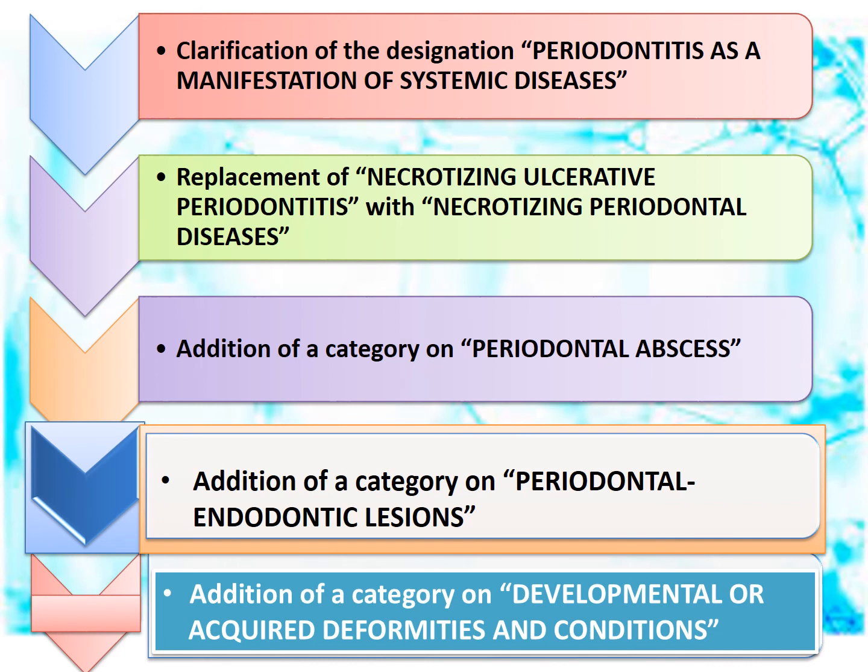Clarification of the designation periodontitis as a manifestation of systemic diseases. Replacement of necrotizing ulcerative periodontitis with necrotizing periodontal diseases. Addition of a category on periodontal abscess. Addition of a category on periodontal endodontic lesions. Addition of a category on developmental or acquired deformities and conditions.